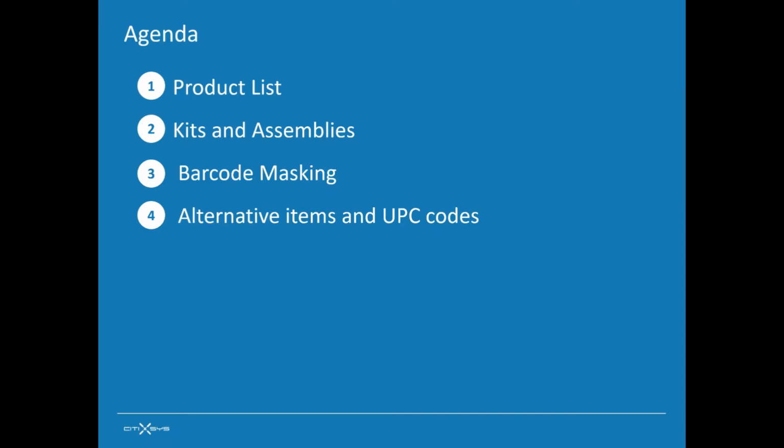We're going to be talking about barcode masking and when and how to use barcode masking in your retail store. And finally, we are going to be talking about alternative items and UPC codes. Also, explain the differences between both, so that you make sure that you use the right ones with the right units of measures, etc.